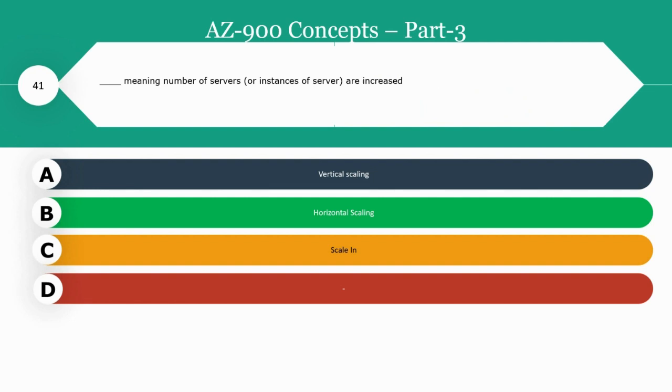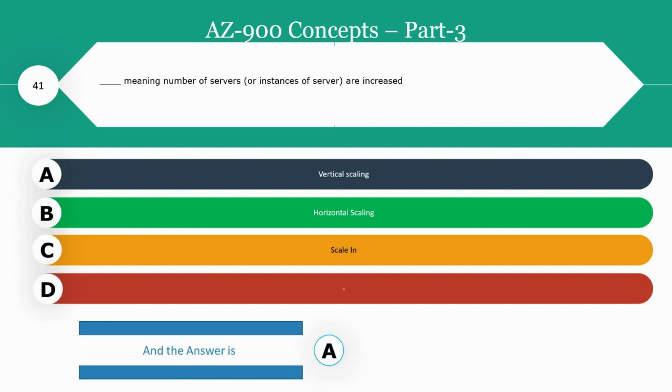Dash meaning number of servers or instance of servers are increased. Option A vertical scaling, option B horizontal scaling, option C scaling. The correct answer will be option A.